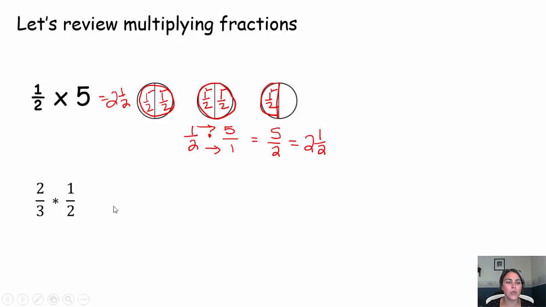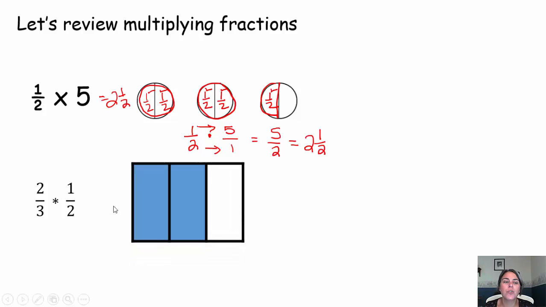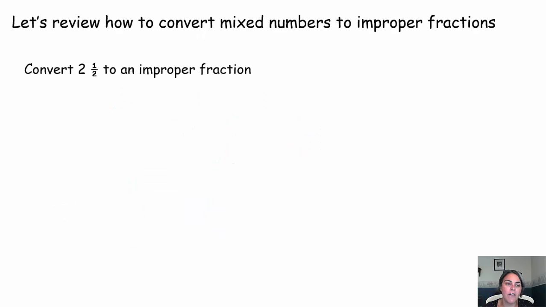Let's take a look at 2/3 times 1/2. So if we have 2/3 times 1/2, we're wondering what's half of 2/3. So I take my 2/3, 2 blue out of 3 parts, and I just cut those 2/3 in half. I want half of 2/3. So this section right here would represent half of your 2/3. I took my 2/3 and I cut it in half. And I said, okay, this gives me half of 2/3.